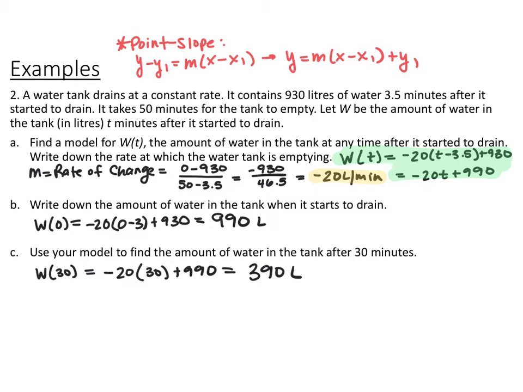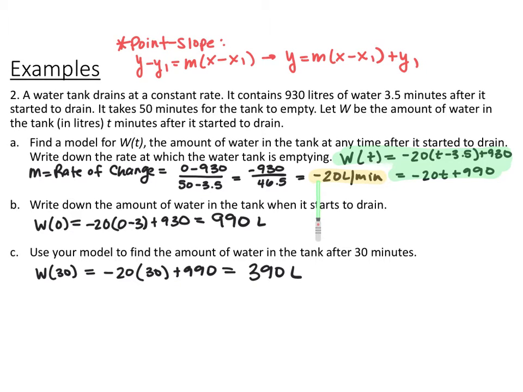So the first thing that I did was I found our rate of change. I used the points (3.5, 930) and (50, 0). In the y's, I did 0 minus 930, and in the x's, I did 50 minus 3.5. So at 50 minutes, it had 0 liters. At 3.5 minutes, it had 930 liters. So it went down 930 liters in 46.5 minutes, or it decreased 20 liters per minute.